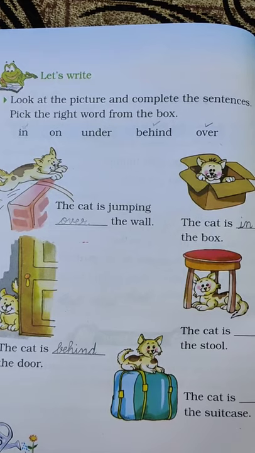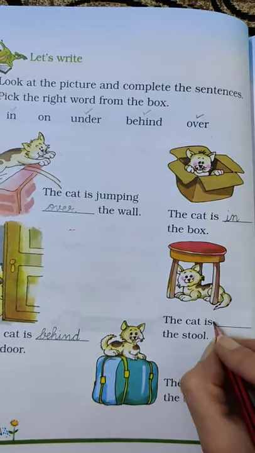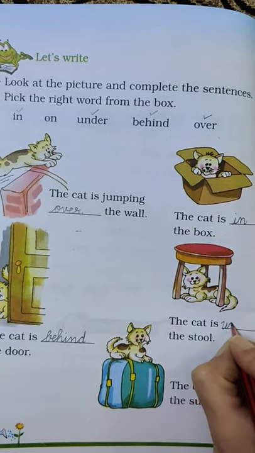Next is, the cat is dash the stool. So where is cat now? The cat is under the stool. We will write under.